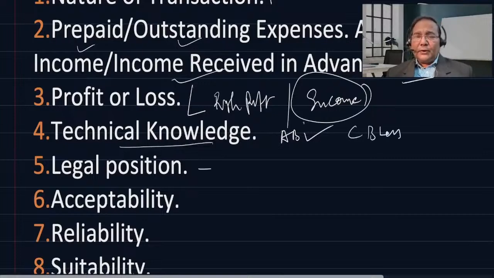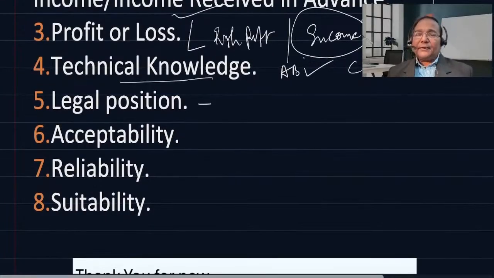Legal position. Accrual basis accounts which are audited have legal implications as well. This works on an accrual basis of accounting as per the Indian Companies Act. Whatever reports are submitted by the auditor after having certified have legal acceptance. Acceptability of the accrual basis is more because it has reliability. It is reliable and accurate, whereas cash basis is less reliable.